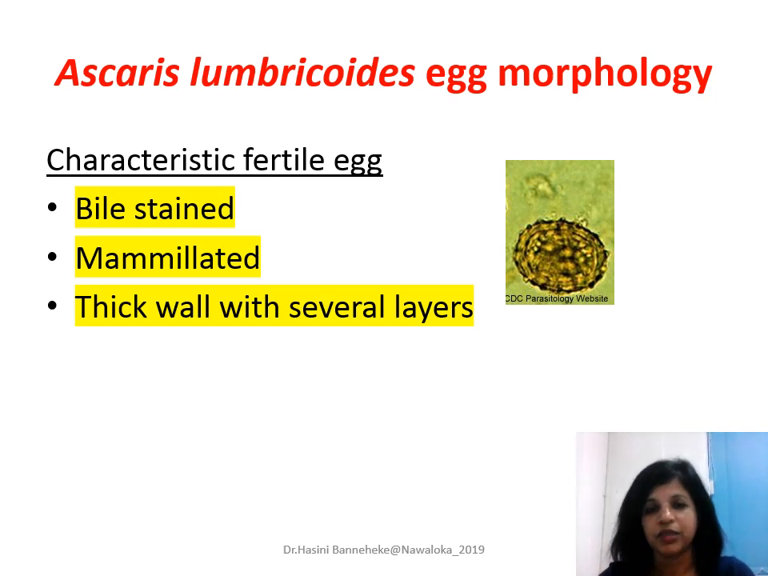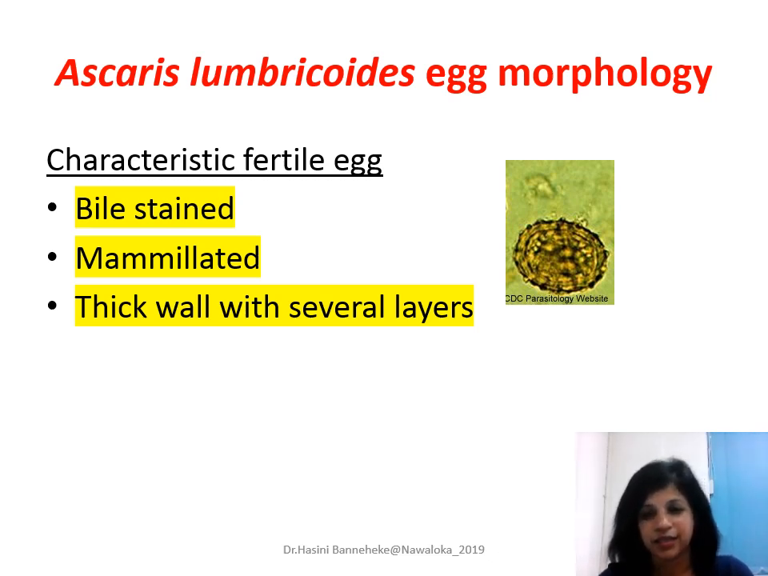And then generally this egg is bile stained, yellowish or brownish in color. So that also gives you a clue. And inside, this is a fertilized Ascaris egg. So it has the embryo inside as well.